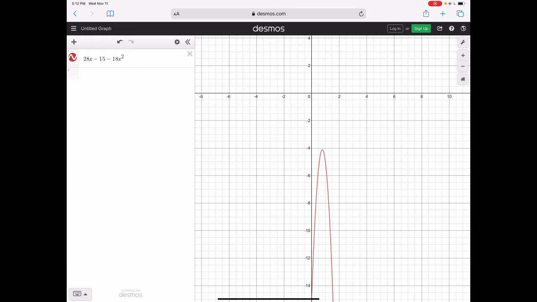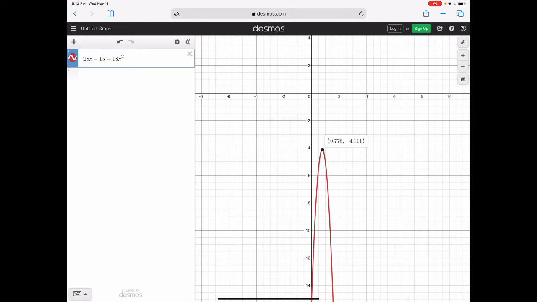And we're trying to figure out what the minimum or the maximum is. So if I just touch, whether you have a mouse or whatever you're using, if I just touch near the top of the graph, you can see it kind of turn the graph a little bit darker shade of red and put a little point there at the top. And when I touch that point, it tells me what that point is. And you can see that it says it is 0.778, comma, negative 4.111.